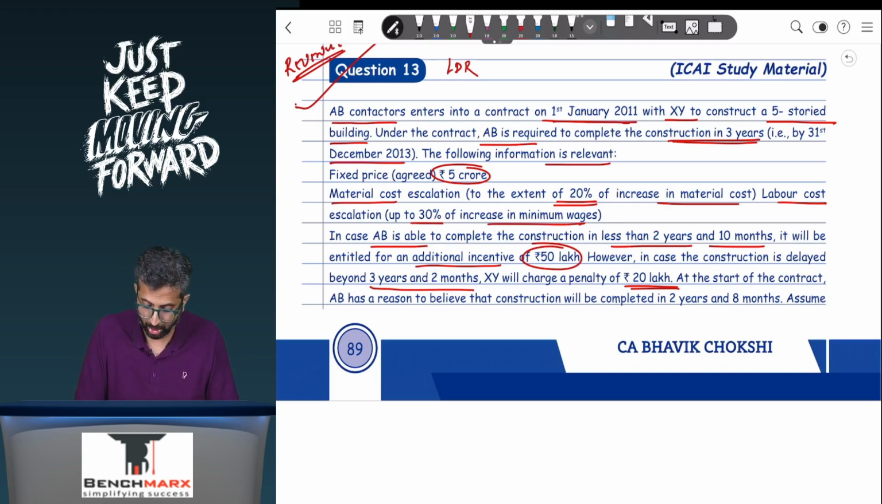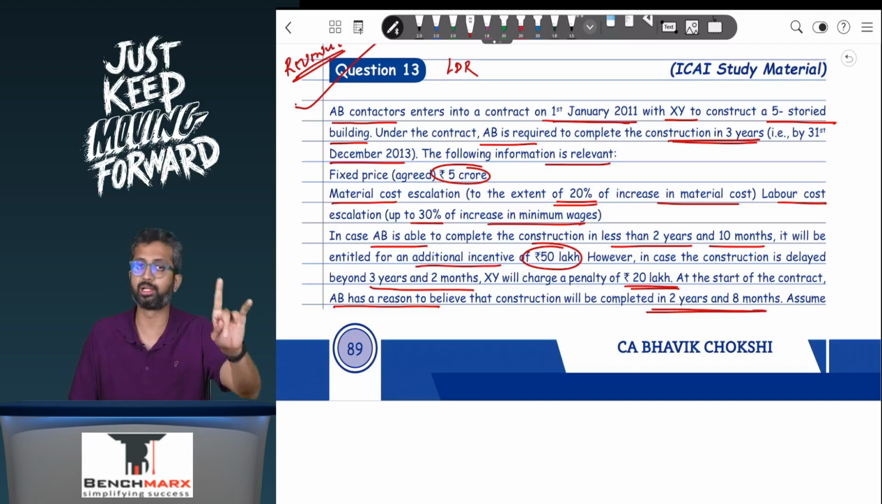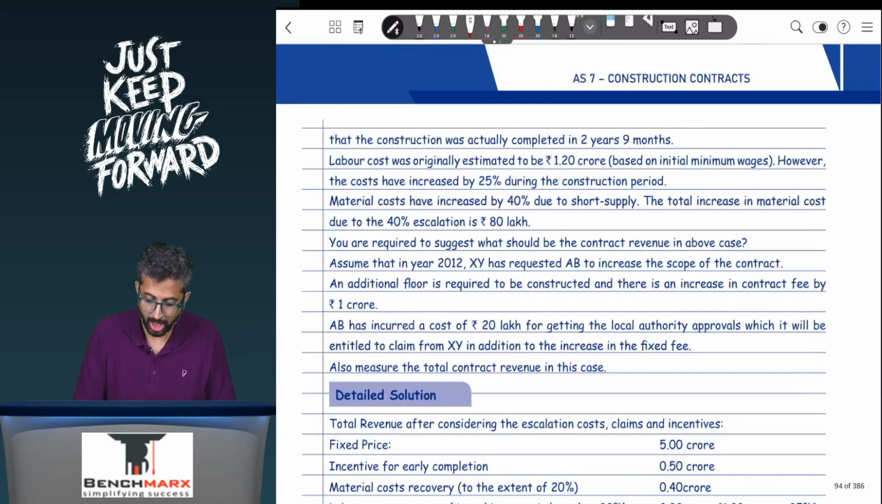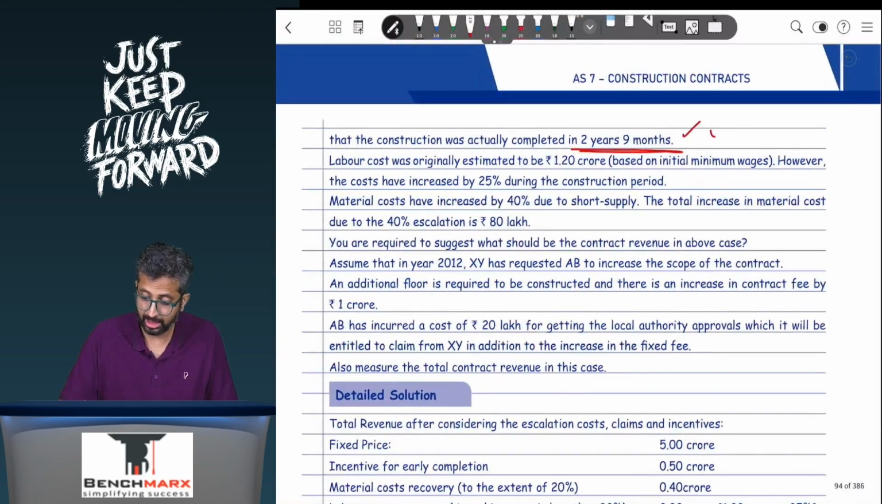At the start of the contract, AB has reason to believe that the construction will complete by 2 years and 8 months and hence you will get an incentive of 50 lakhs, but I will not take it till the time the incentive is actually received. Assume that the construction was actually completed in 2 years and 9 months, which means, are you entitled? Yes, it is within 2 years and 10 months and hence in year 3, we will take the 50 lakhs as a part of our revenue.